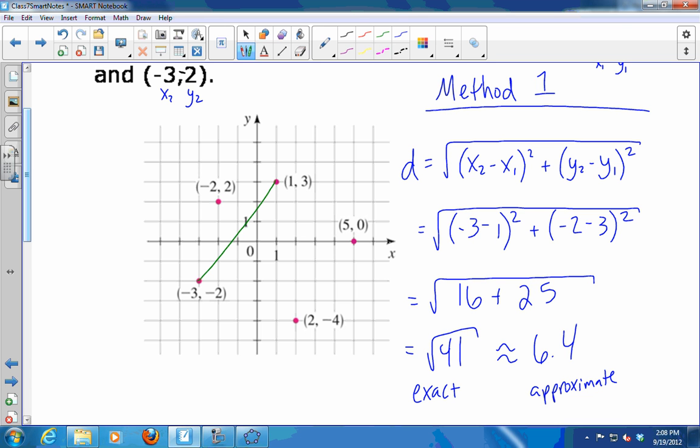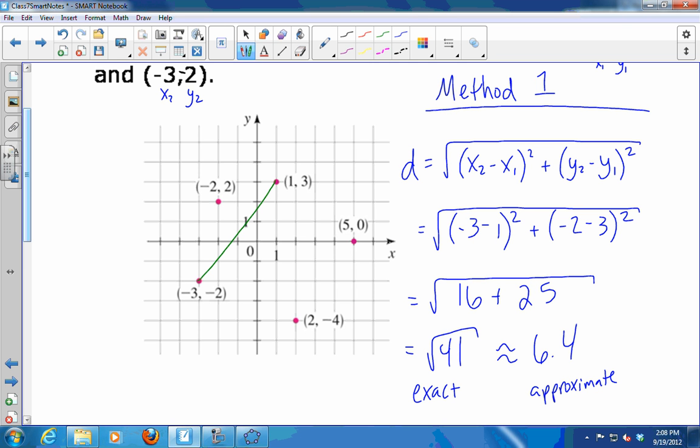So one is not necessarily better than the other, it depends on the context. If you're building something, you can't measure the square root of 41, so you would round it to an appropriate length. But if WebAssign asks you for an exact answer, know that they mean the answer written as the square root of 41, not a decimal approximation. So just know what they are and read the directions for what they're asking for.